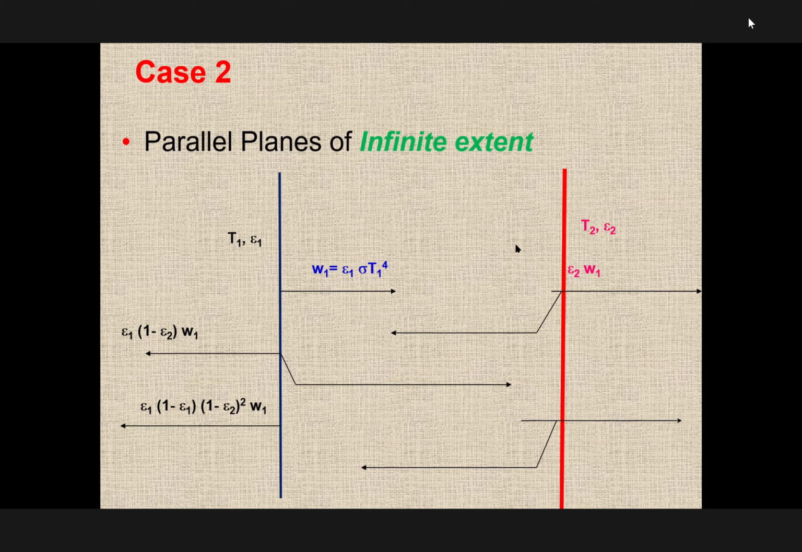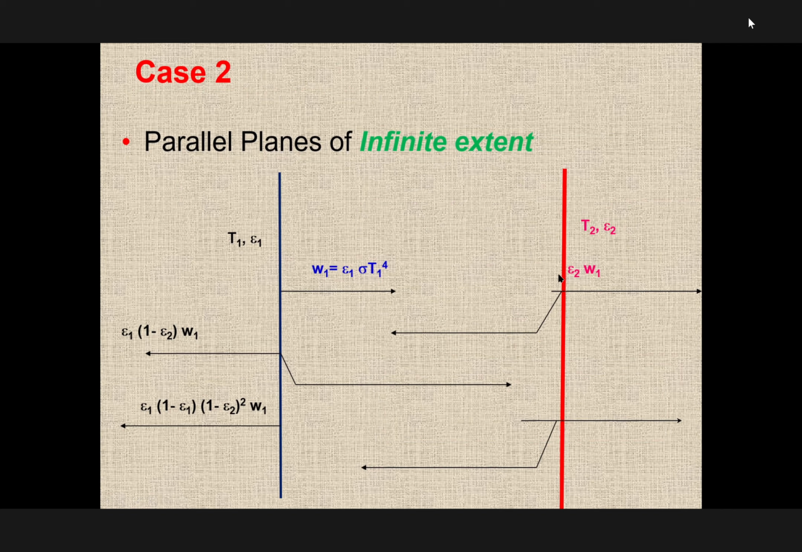Okay, let's look at this scenario. We have two parallel plates. There are two different characteristics. Temperature 1, emissivity 1. Temperature 2, emissivity 2. Therefore, let's assume a certain amount of energy emitted by this surface. The temperature is T1, emissivity is E1. Therefore, this is the amount of energy emitted from this surface.